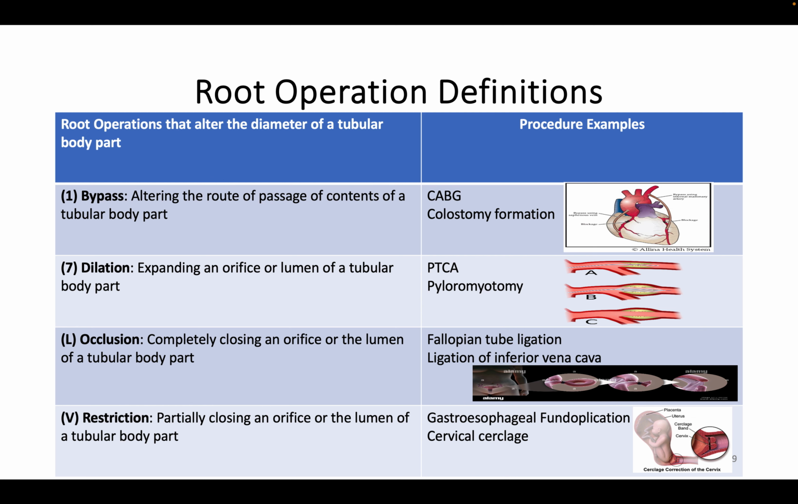Next is restriction. It's with a V. It's partially closing an orifice or the lumen of a tubular body part. This is your gastroesophageal fundoplication and your cervical cerclage. Here in this picture you can see that the cervical area started opening, started widening. It wasn't time yet. The baby's not old enough, it's not turned correctly, so they'll go in and kind of tie it off. So that's a restriction. They're closing it until it's ready for the baby to be born.